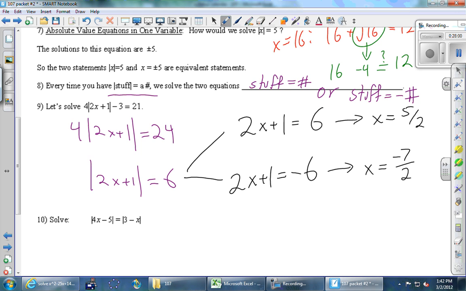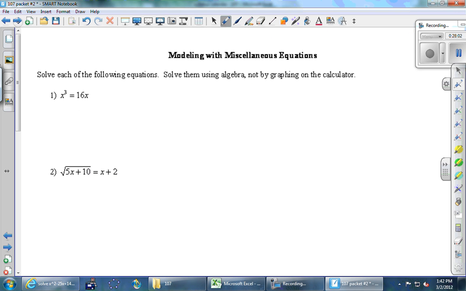Okay, we're going to skip number 10, because I want to make sure you guys have enough time to practice these things on the group activity on the next page. So you will find 4 equations that I want you to solve with each other. We're going to use algebra, not by graphing them on the graphing calculator. And then 1 word problem on the next page, which is really, really, really hard. Let's see if you can do it. I'll walk around and answer questions.